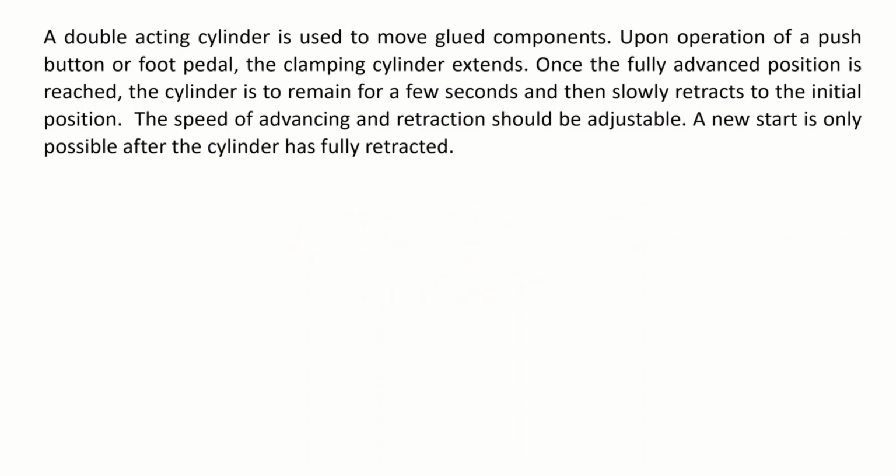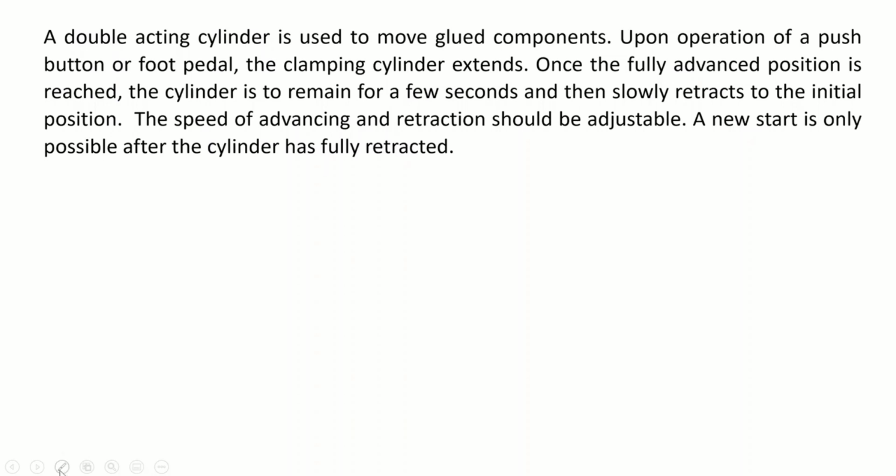So for this example, we have a double acting cylinder which is used to move glued components. Upon operation of a push button or foot pedal, the clamping cylinder extends. Once the fully advanced position is reached, the cylinder is to remain for a few seconds and then slowly retracts to the initial position. The speed of advancing and retraction should be adjustable. A new start is only possible after the cylinder has fully retracted.